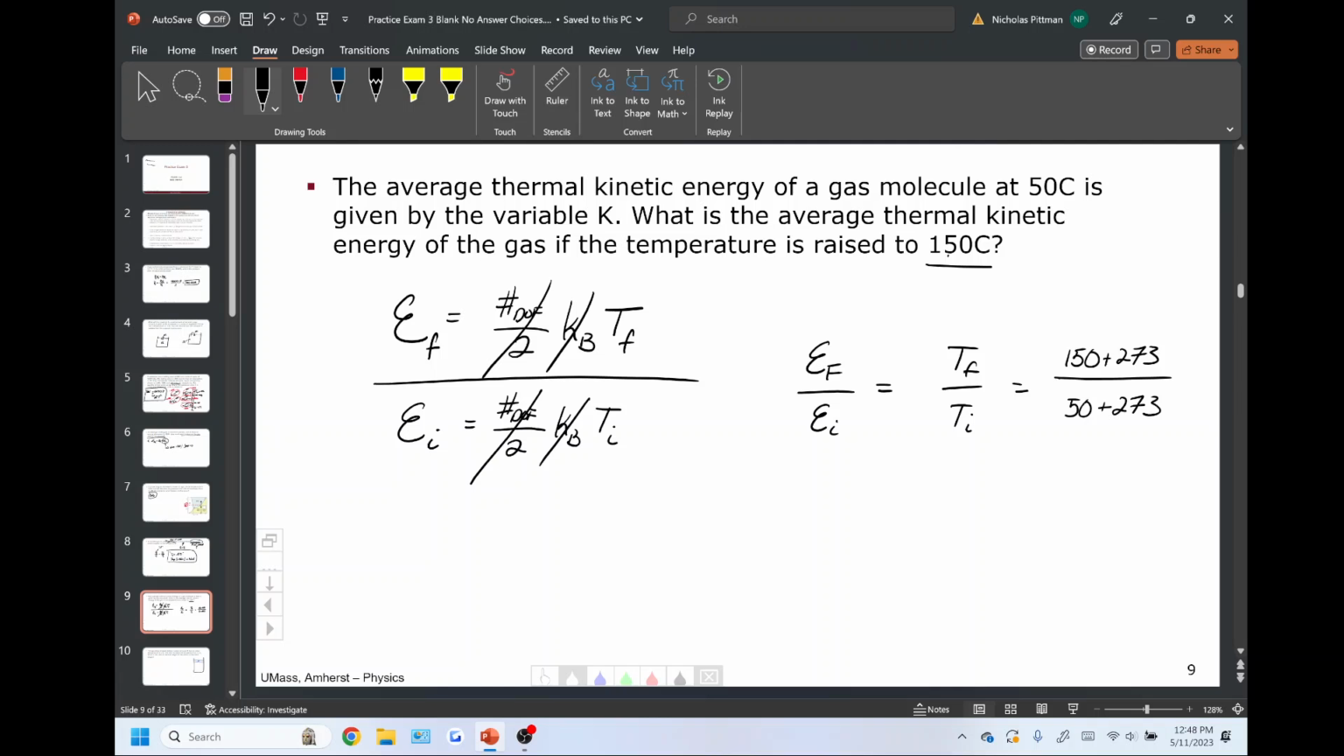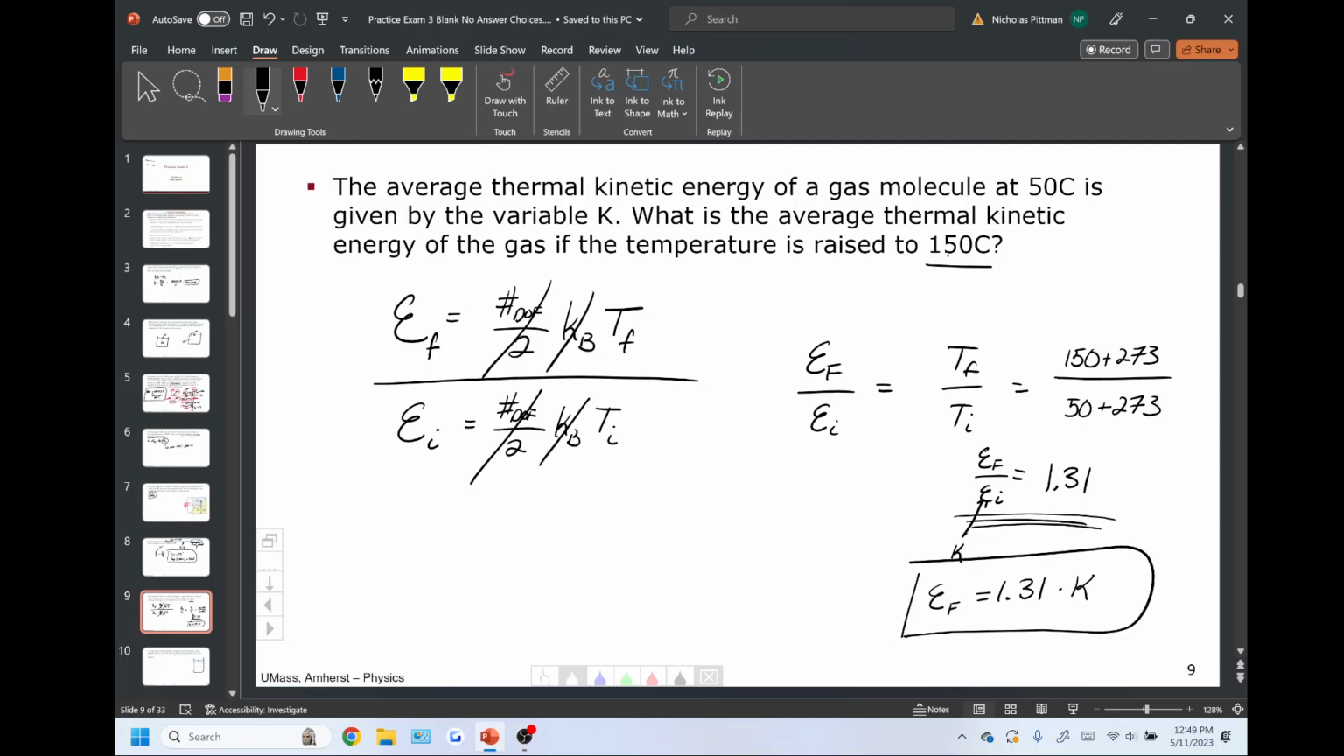Okay, if I compute what number this is, this gives me 1.31. Okay, so the initial energy was given by this fixed constant number. Maybe I should call it K sub naught or something. So the final energy has increased, as we expect, by a factor of 1.3.